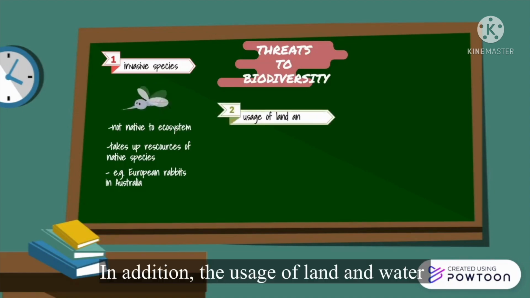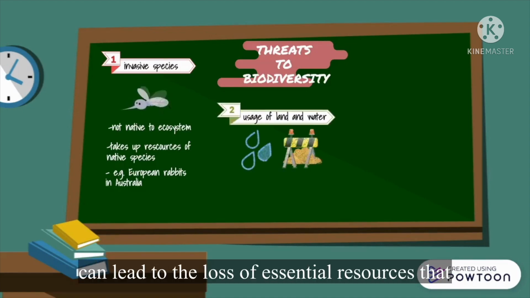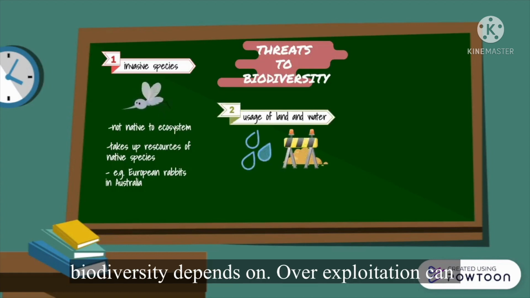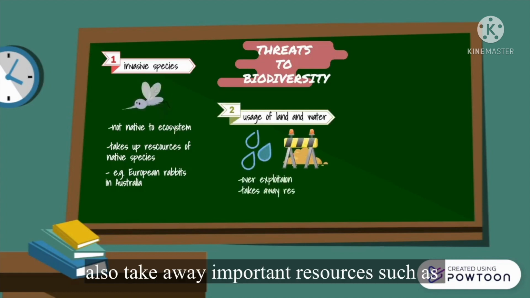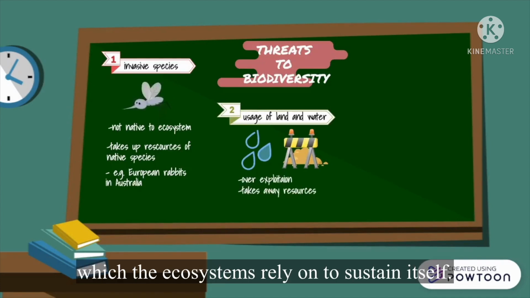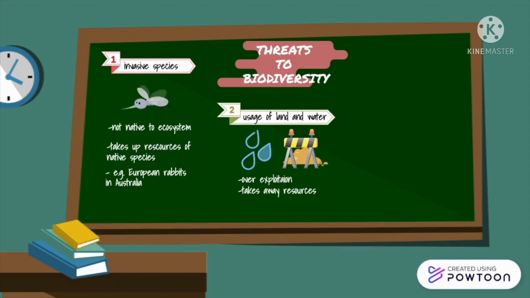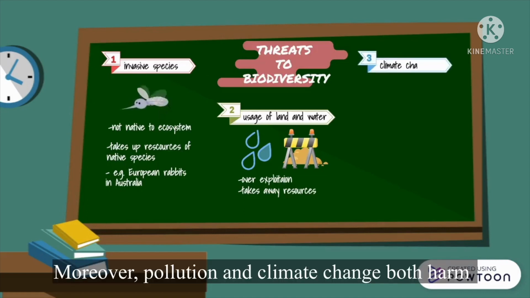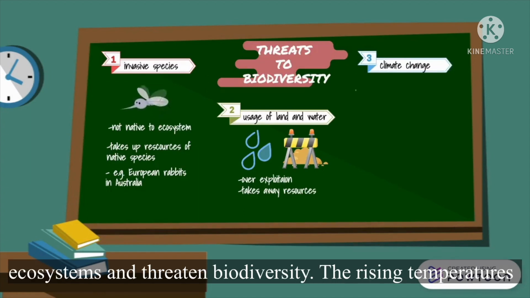In addition, the usage of land and water can lead to the loss of essential resources that biodiversity depends on. Overexploitation can also take away important resources such as land, vegetation, minerals, and food, which the ecosystems rely on to sustain itself. Moreover, pollution and climate change both harm ecosystems and threaten biodiversity.